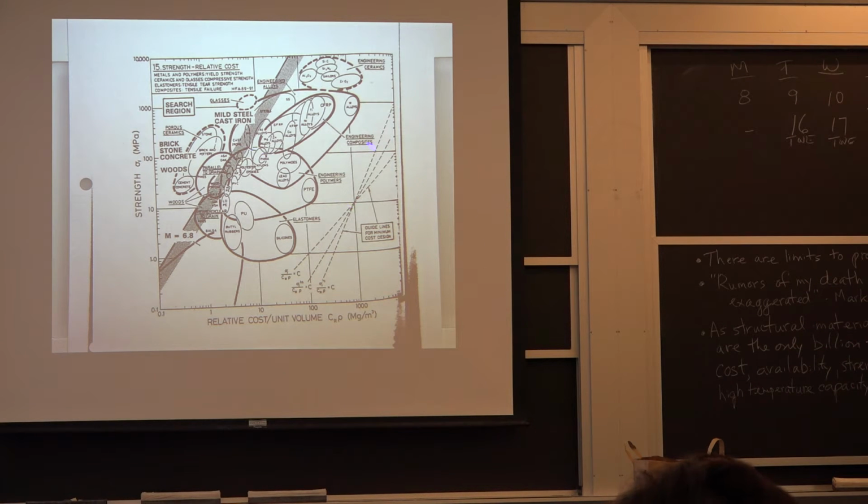Anyway, metals have free electrons, and that's why they don't transmit light. They actually absorb light with all those free electrons. So there are limits to the properties of materials.